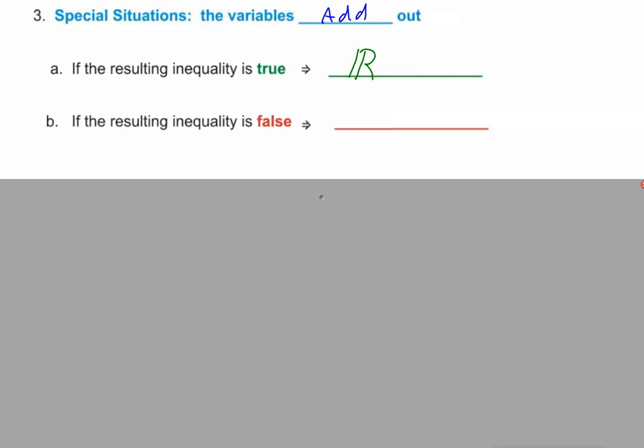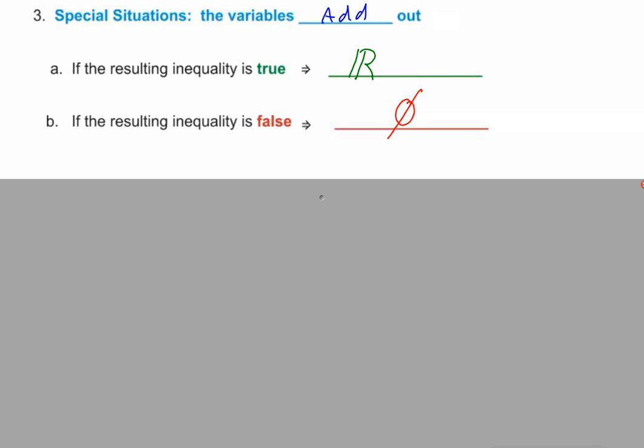Everything. So what happens if the result is false? Your variables disappear, poof. What's left is false. The answer's got to be, come on, think geometry. The null set. It is the null set, right? There's no solution. Nothing works.